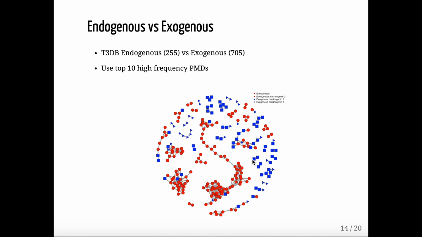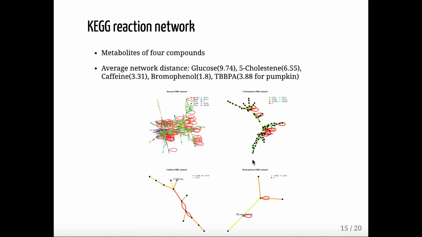So is this a way to distinguish whether a compound is endogenous or exogenous? Then I go back to the KEGG database. I specifically check 4 compounds: glycine, colistin, caffeine, and bromophenol. And the first 2 are endogenous compounds.